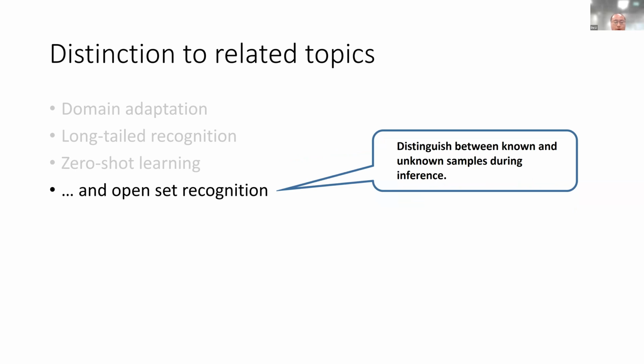For few-shot learning, we care about the recognition of new tasks or new classes at test time. But open set recognition often tries to distinguish between known and unknown samples. And if it is unknown, it will basically be neglected.